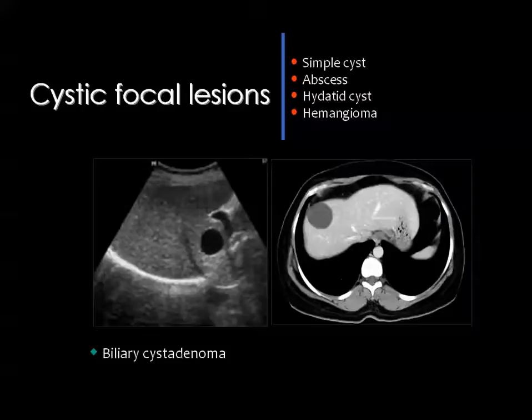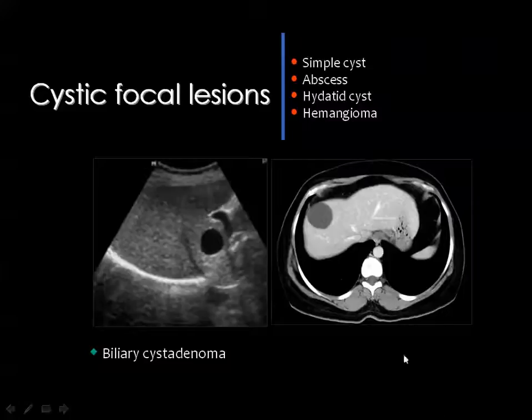Actually, we have 4 possibilities for cystic lesions and 4 possibilities for solid lesions. The 4 cystic possibilities are the simple hepatic cyst, the abscess, the hydatid cyst, and the hemangioma. Sometimes you feel that the hemangioma is not actually a cystic lesion, but it will appear on CT and MRI as if being cystic, then it is included in this category based on its appearance on images.